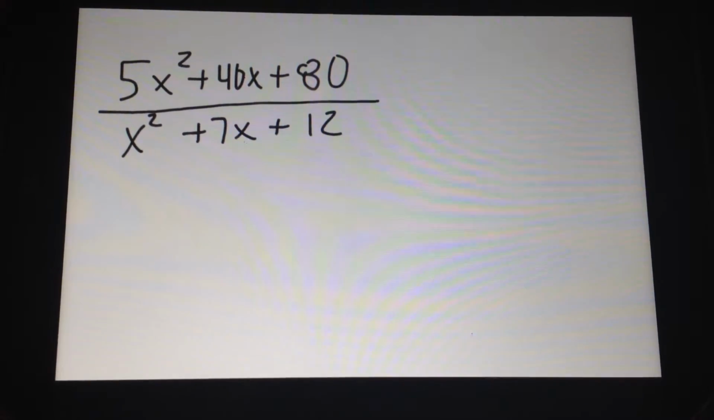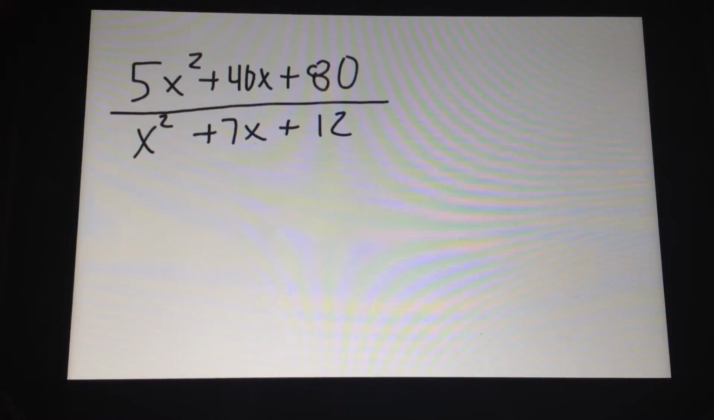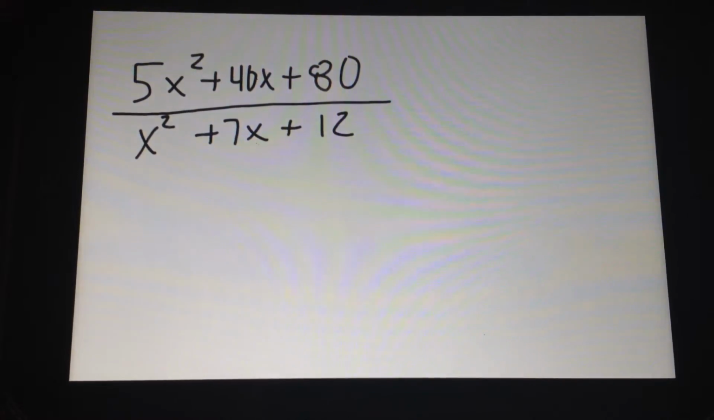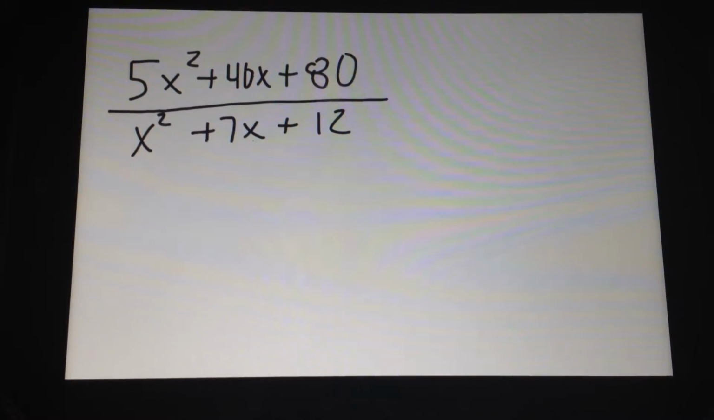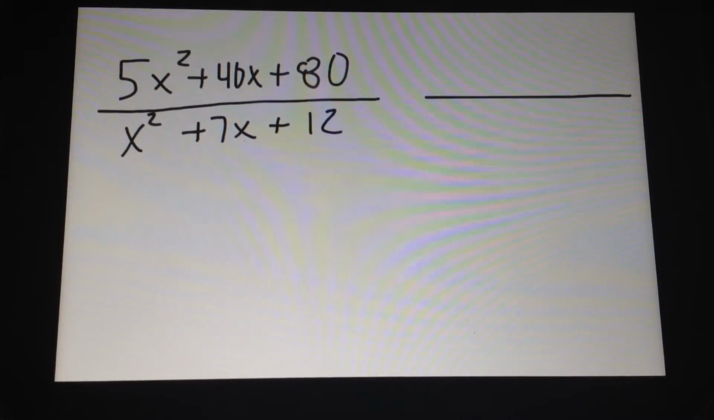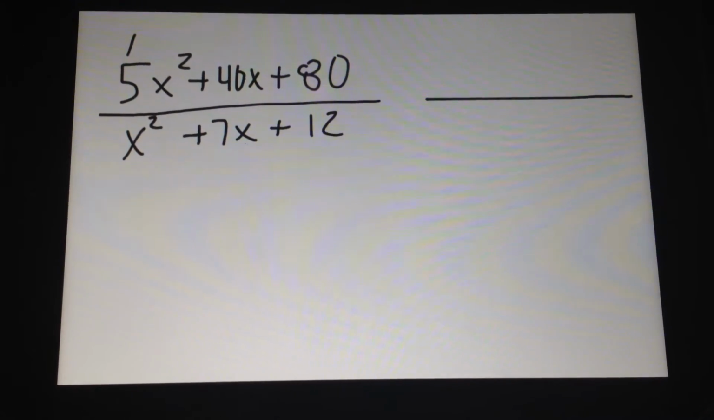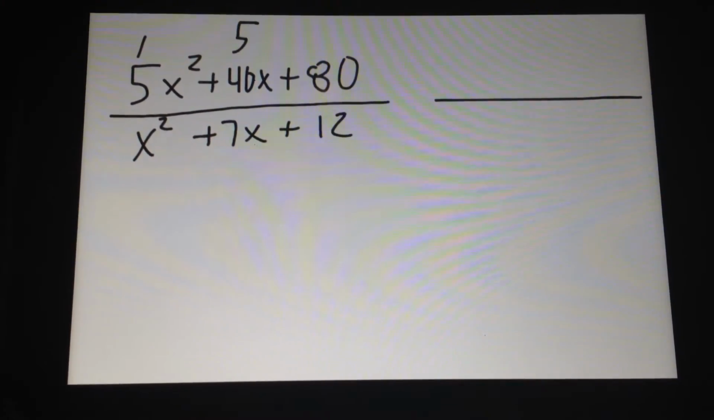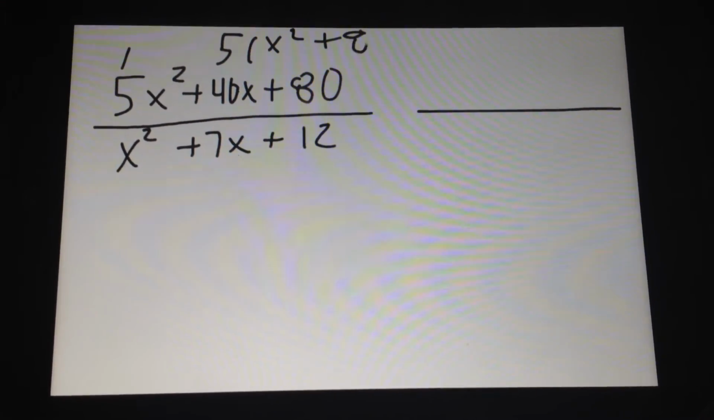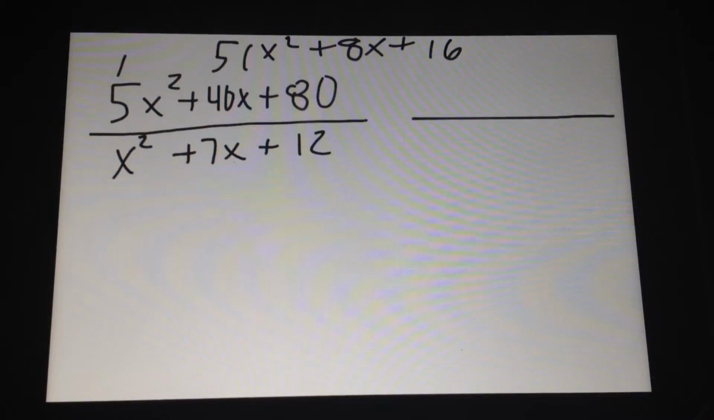First, when graphing a rational function, you need to find all the necessary information. And in order to find all this necessary information, the first thing you want to do is factor both functions and put them in factored form. We already went over factoring, so I'm just going to do that step by pulling out the greatest common factor, which would make this 5 times x squared plus 8x plus 16.